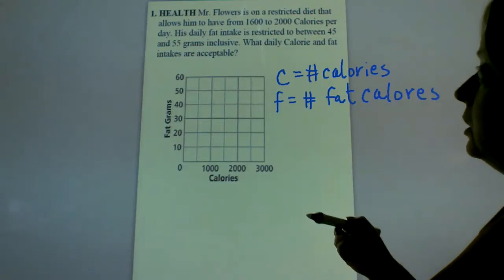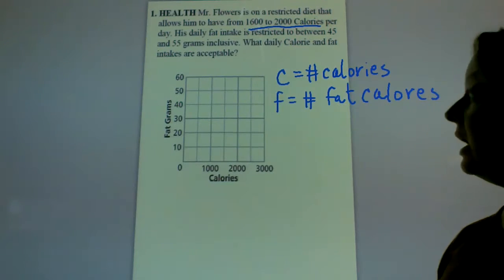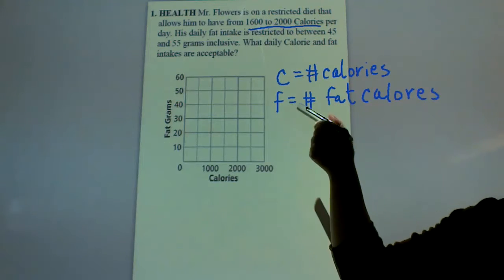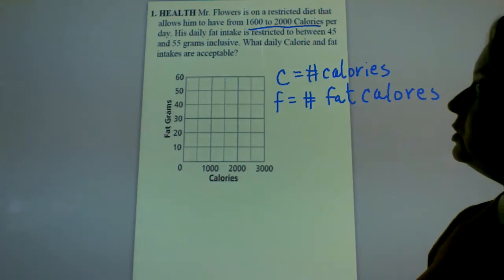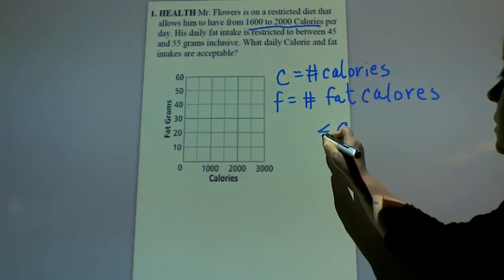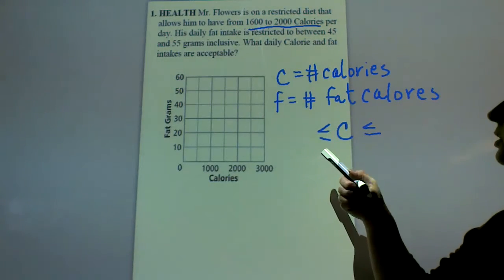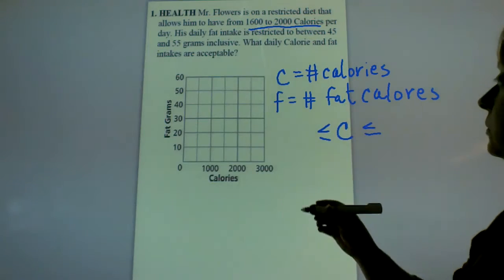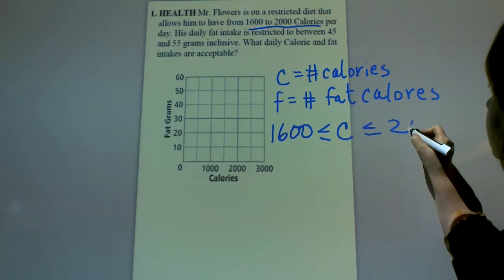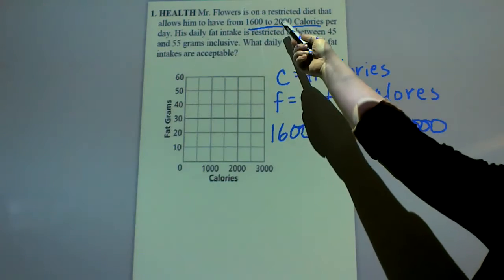So the first thing we want to look at is this 1,600 to 2,000 calories. That deals with the variable C here, so we're going to write an inequality dealing with that. It says he can only have between 1,600 and 2,000. So C is going to be between. This is how you show betweenness: it's between two numbers, so you put the lower number here and the higher number there. That's how you write the inequality that goes with that.